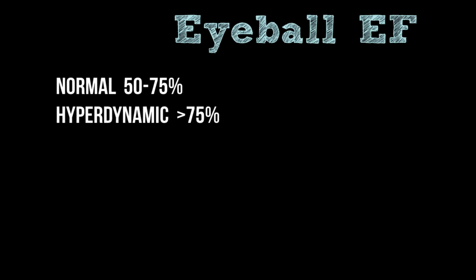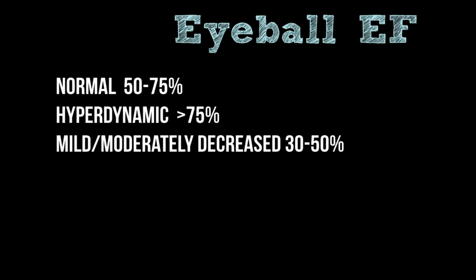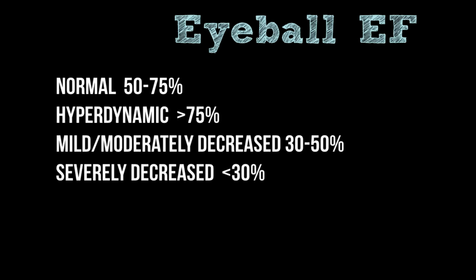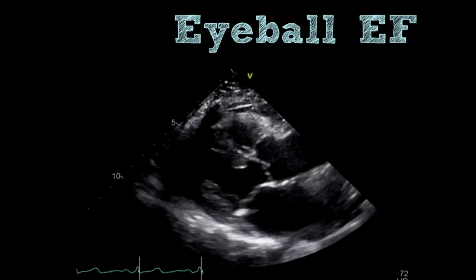Now, it is useful, I think, to have 4 general categories in order to lump eyeball EF into. Normal being an EF of 50 to 75%, hyperdynamic being an EF greater than 75%, mild to moderately decreased at the 30 to 50% range, and then the severely decreased less than 30%. And I think these are fairly useful clinical categories to keep in our minds. Let's try this out on some images here.